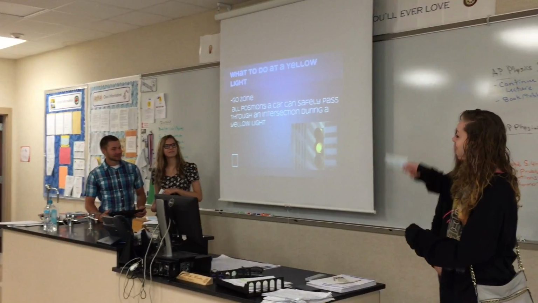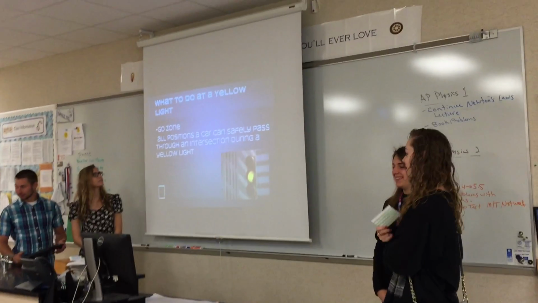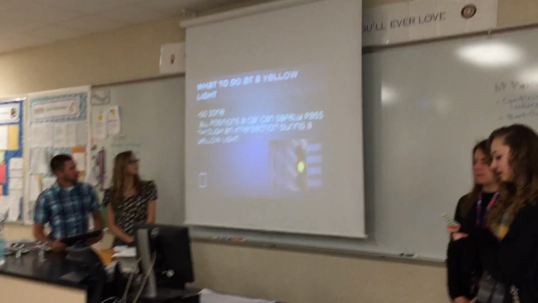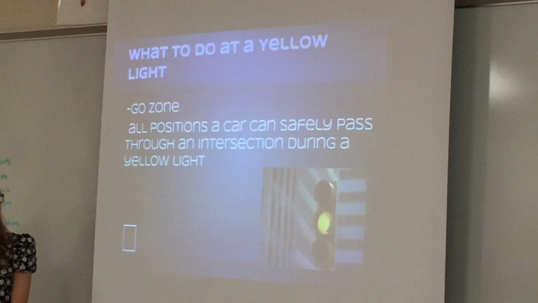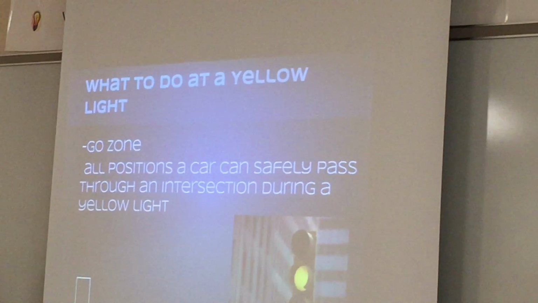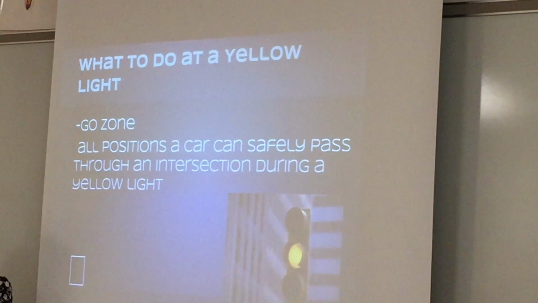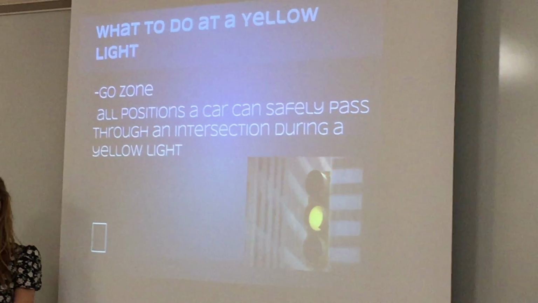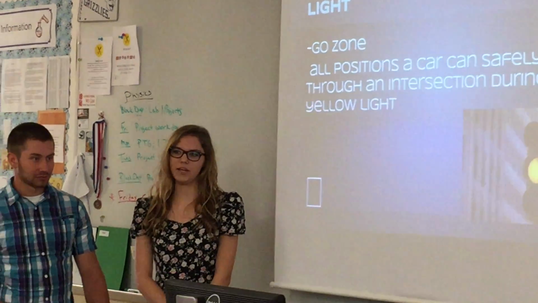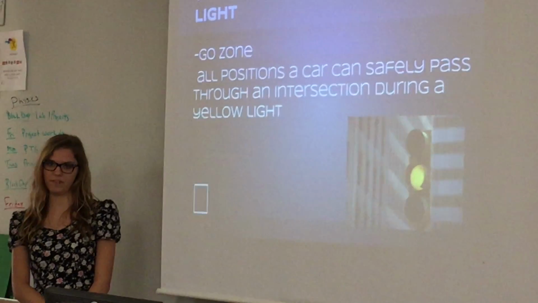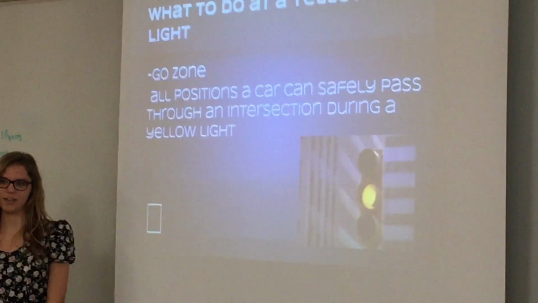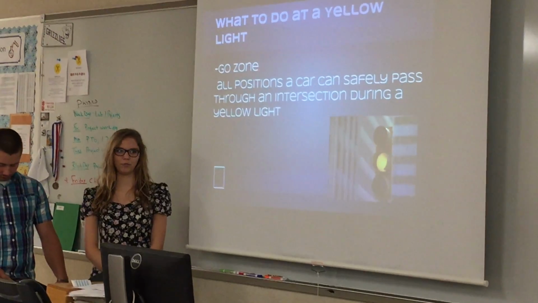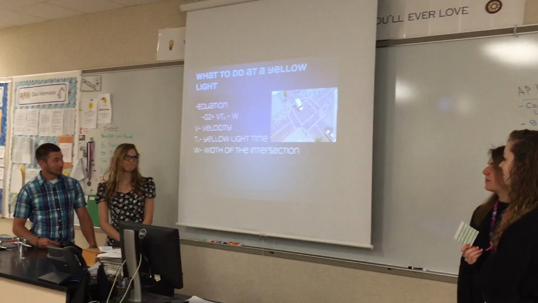Okay, so this is a yellow light. The go zone is all the positions the car can safely pass through an intersection during a yellow light. Really, with a yellow light there are some factors involved, but generally the go zone is where you can continue driving and you will safely pass through the intersection without hopefully dying.